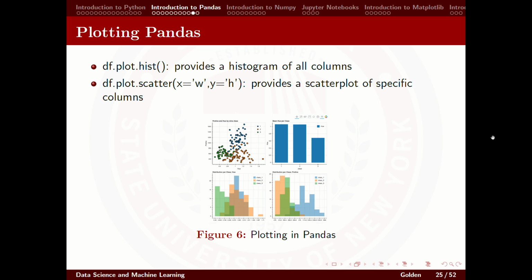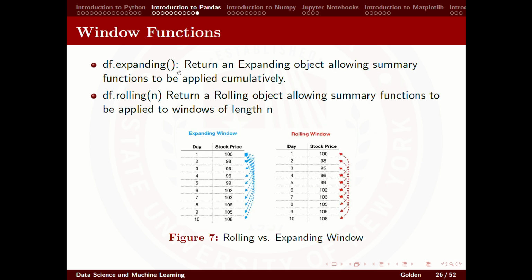Here's plotting in pandas. df.plot.hist provides a histogram of all columns. df.plot.scatter provides a scatter plot of specific columns. This is different from matplotlib, but you can see how these plots look here.